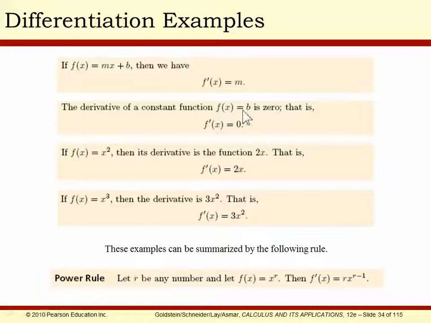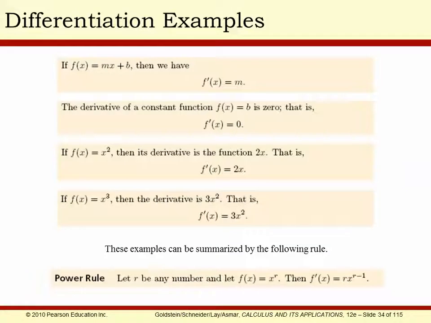If your function is a constant, a flat horizontal line that's not going up or down, the derivative of that line is 0. If it's a horizontal line, it's not moving up or down, and we'll draw some pictures of these things, it's not changing, the rate of change is 0.